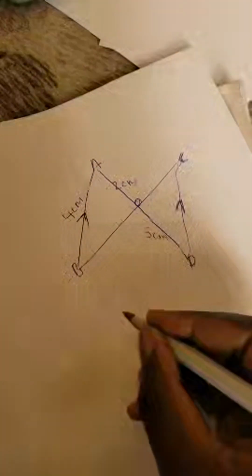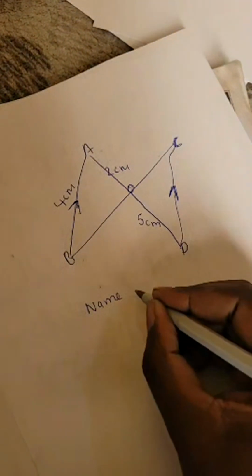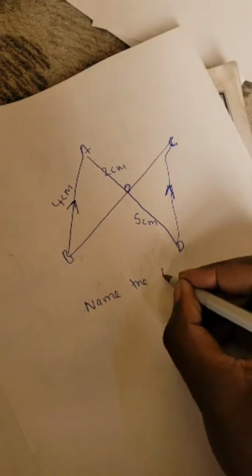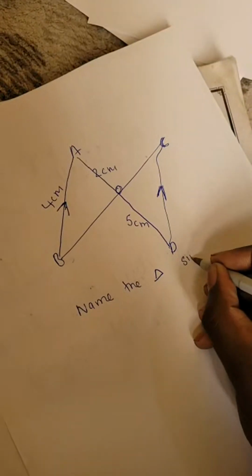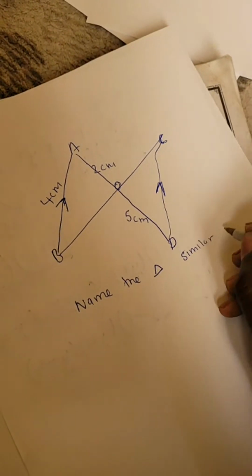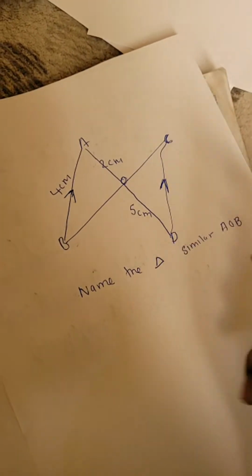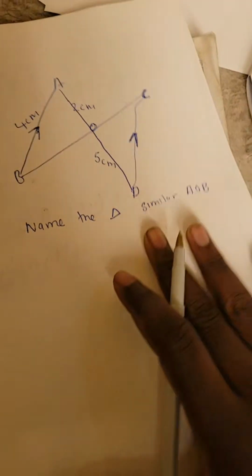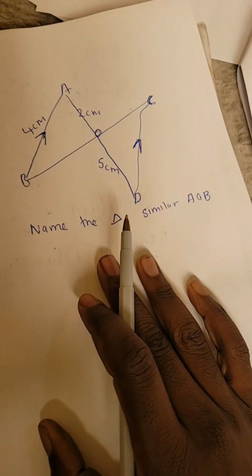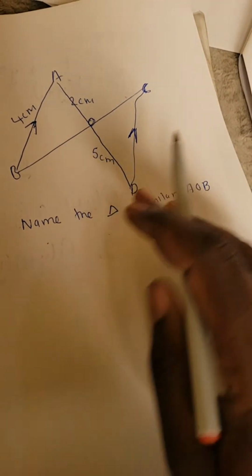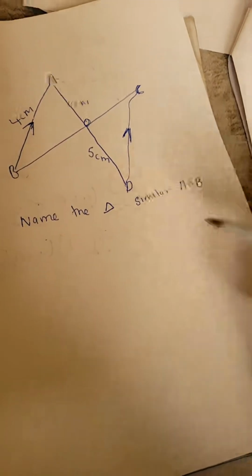So we are asked to name the triangle that is similar to AOB. Okay, so the first stage right here, guys, on similarity and congruence, is to name in correct order sides and angles.